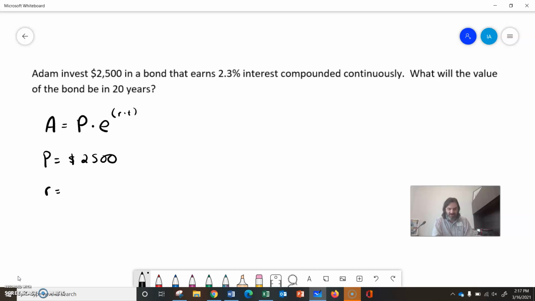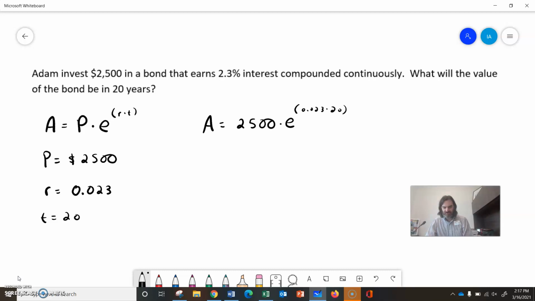r is the interest rate, 2.3%, so we're going to change that to a decimal, 0.023. And then t is 20 for 20 years. So we'll put that in our formula. A equals 2,500 times e raised to the 0.023 times 20.